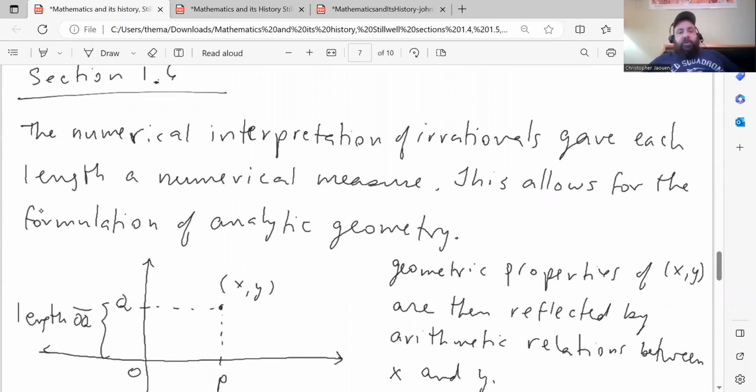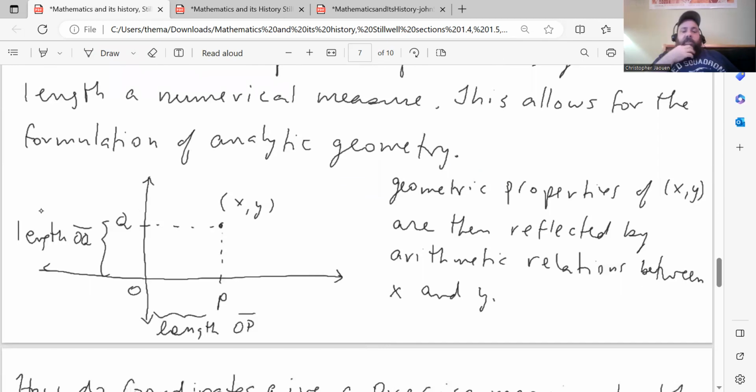have a meaningful notion of numerical measure for lengths, and that gives us analytic geometry, basically. So the numerical interpretation of irrationals gave each length a numerical measure. This allows for the formulation of analytic geometry. So we're all familiar with this picture here.